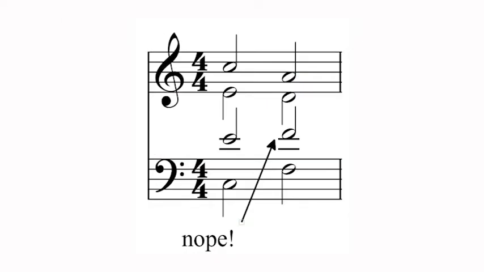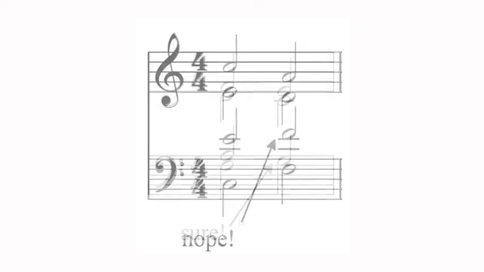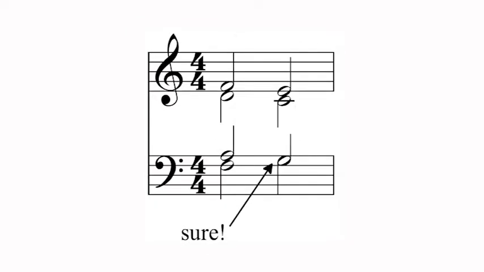For example, here, the tenor F is actually above the alto D. This is still considered voice crossing. It's perfectly acceptable, however, for voices to share a single pitch, like this tenor and bass G. This is actually not that uncommon.